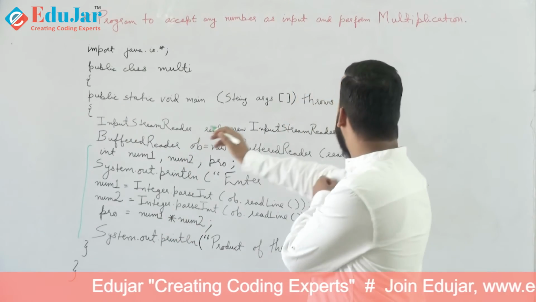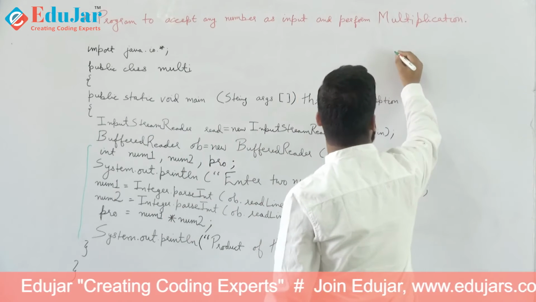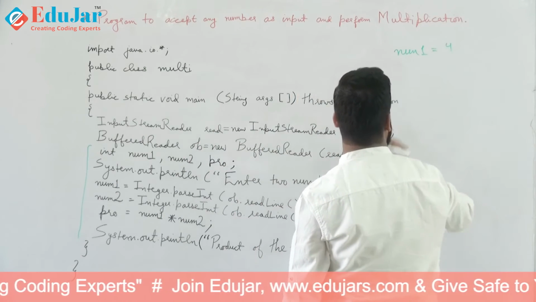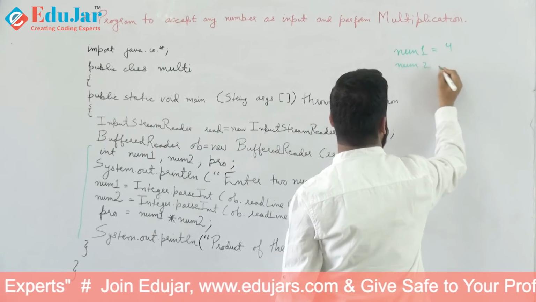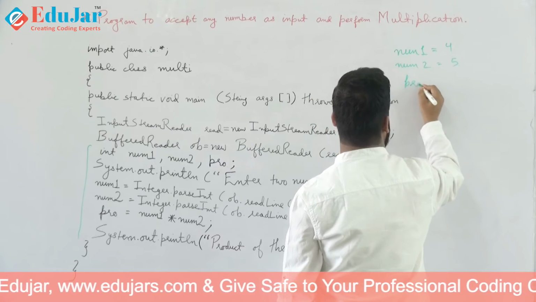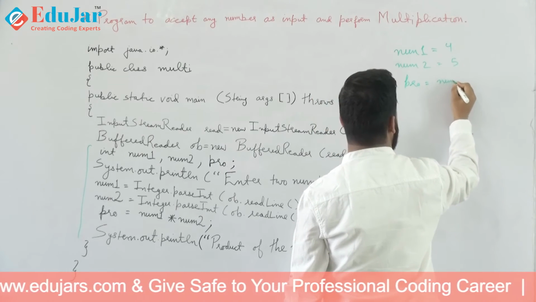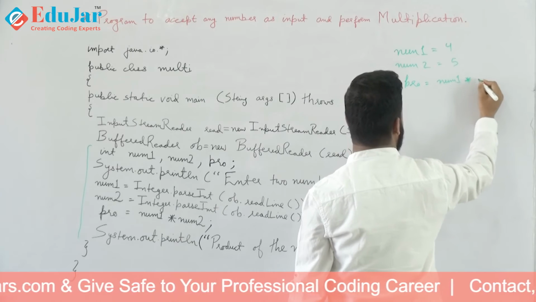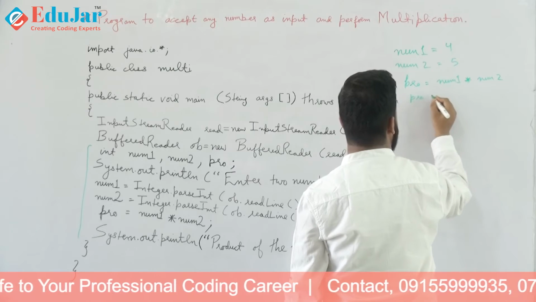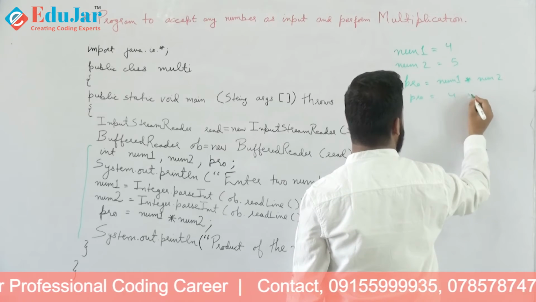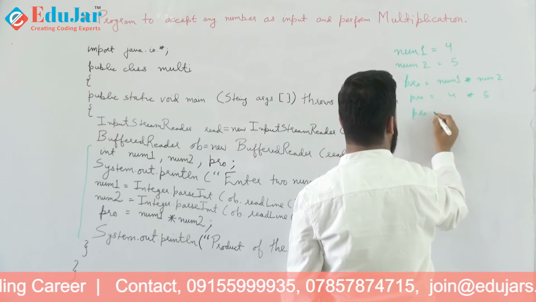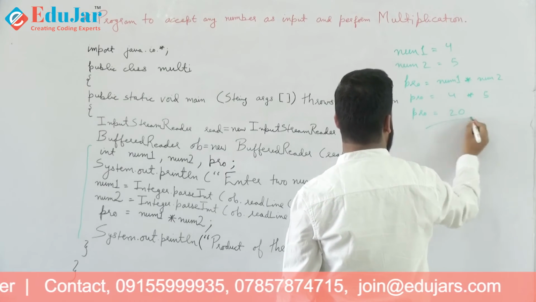Let me just explain with an example. Suppose in num1 the user has entered the value 4, and in num2 the user has entered 5. So what will pro do? Pro equal to num1 into num2. So pro equal to num1, which is 4, into num2, which is 5. Pro equal to 4 into 5, 20. So this will be the answer given over here.